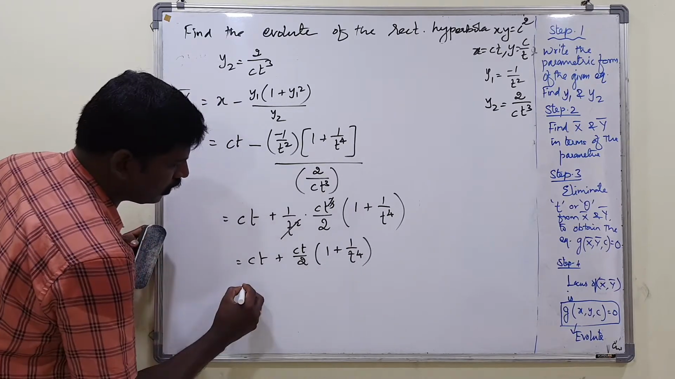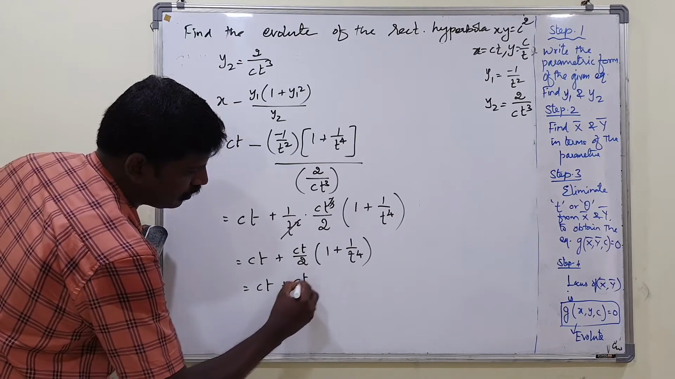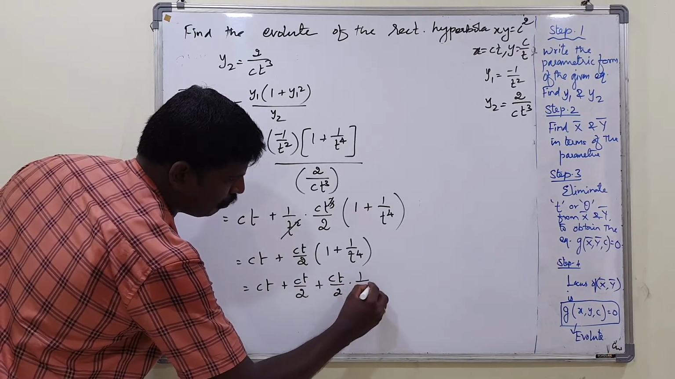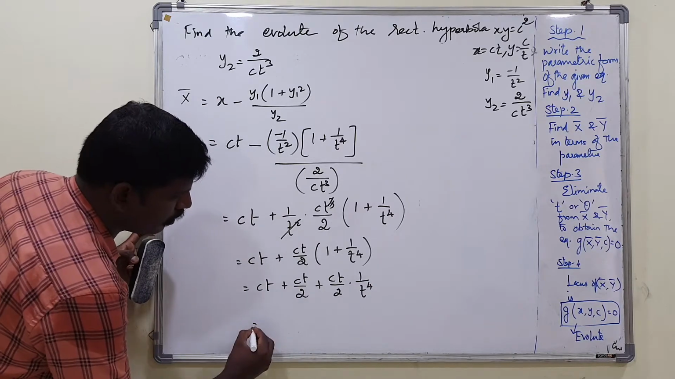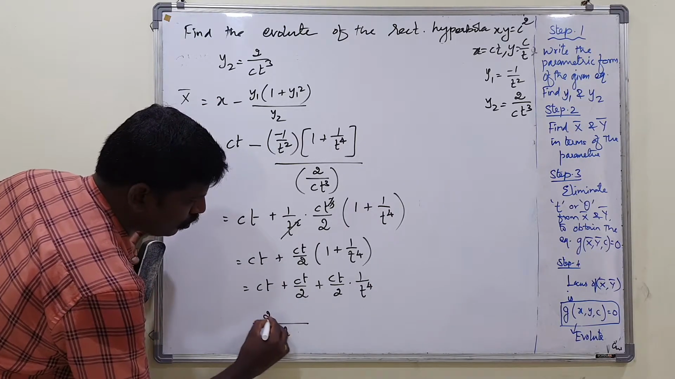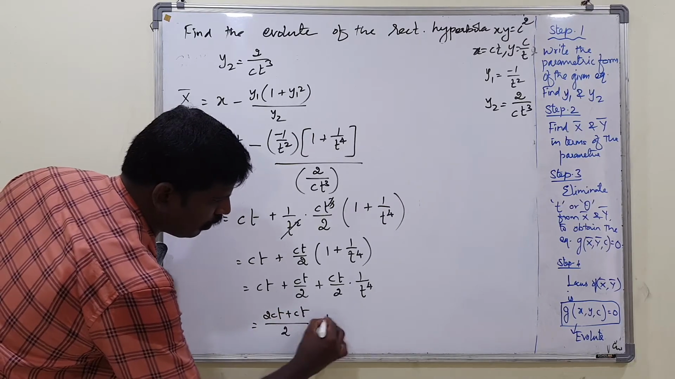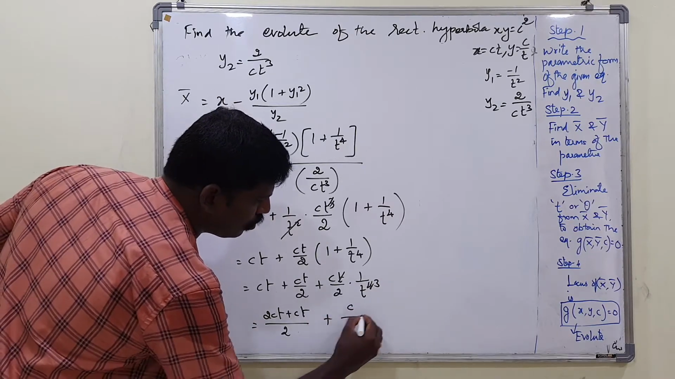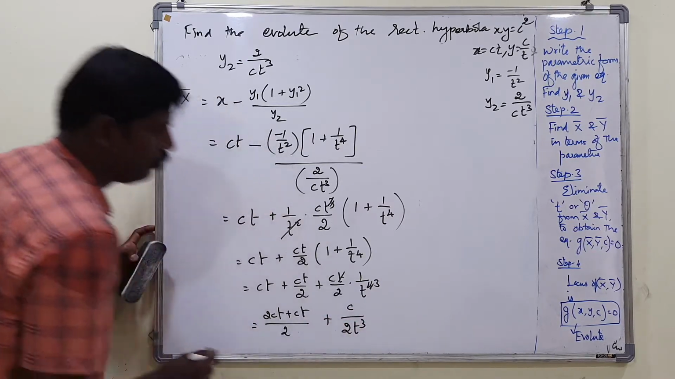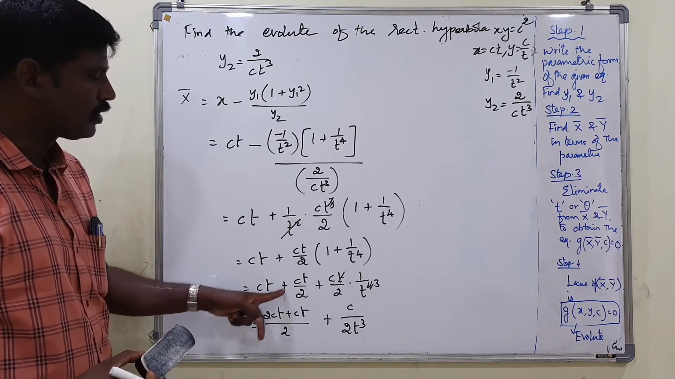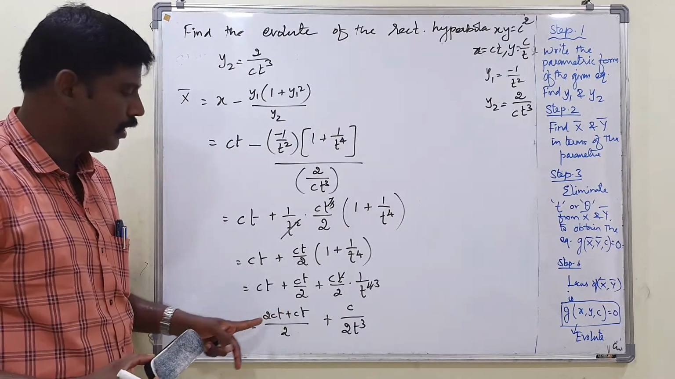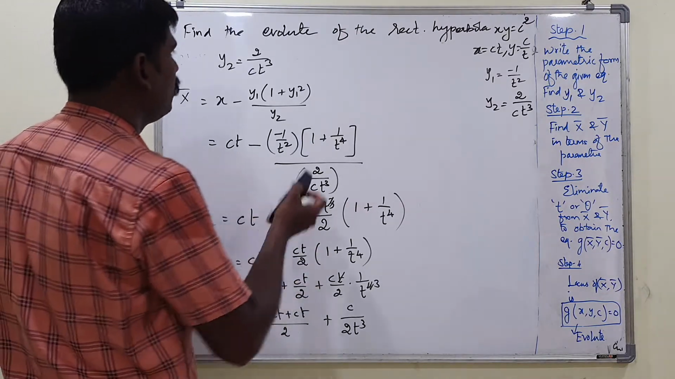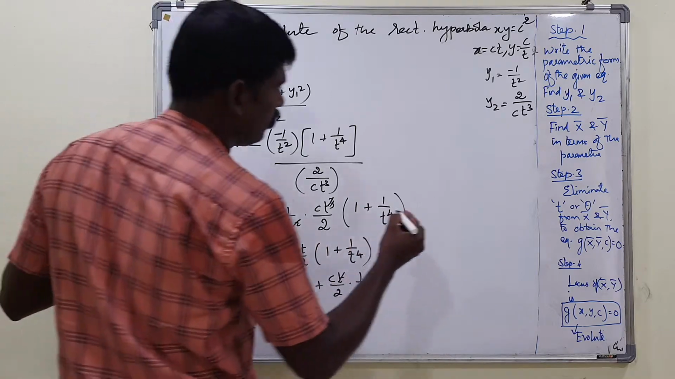Now I am going to multiply this inside the bracket. So ct plus ct by 2 plus ct by 2 into 1 by t power 4, isn't it? So ct plus ct by 2, here you can take LCM as 2. So 2ct plus ct plus, I can cancel this t with this t power 4, it becomes t cube. So 2c by 2 into t cube, right? Here, ct plus half of ct, isn't it? That means 1 and half ct, that means 2ct plus ct by 2. So 3ct by 2, isn't it? I write it here.